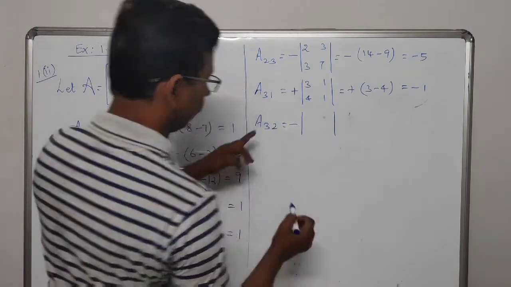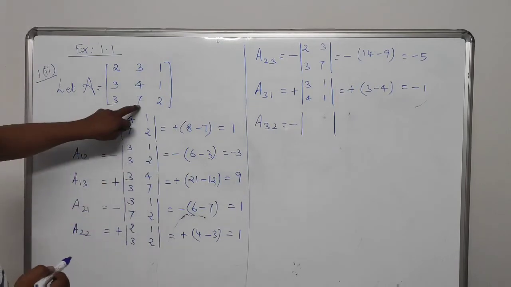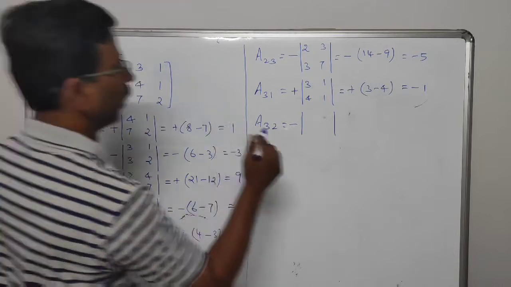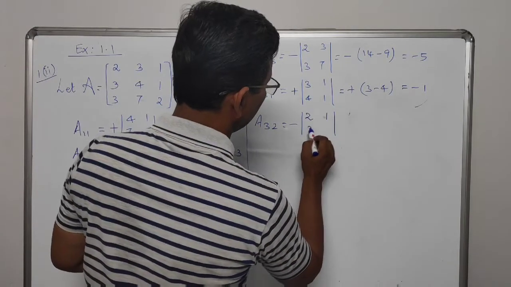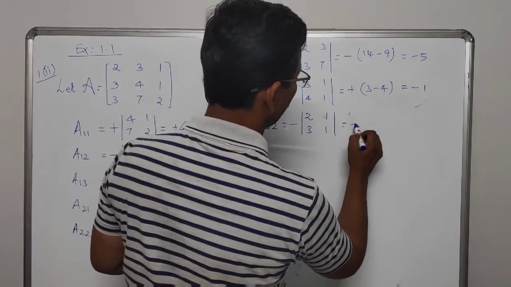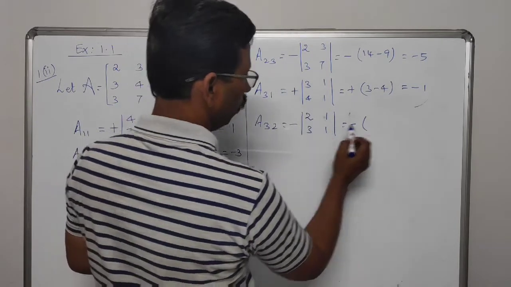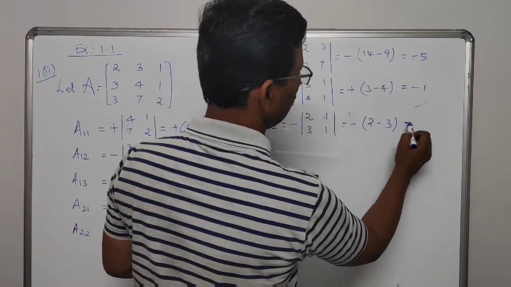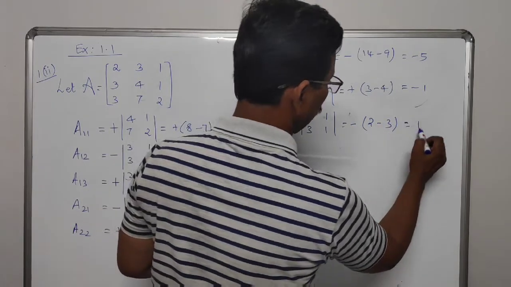Then we can write the minor of the element 7. Now we leave the third row and the second column. Then 2, 1, 3, 1, which is equal to minus of 2 minus 3, which is equal to 2 minus 3 equal to minus 1. Minus of minus 1 becomes plus 1.